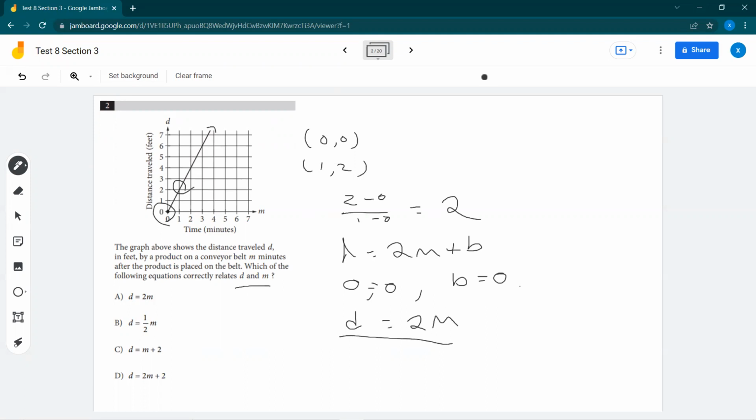And that's clear because this also has a point at the origin, so there's no y-intercept, and the slope is 2. So my answer is there.